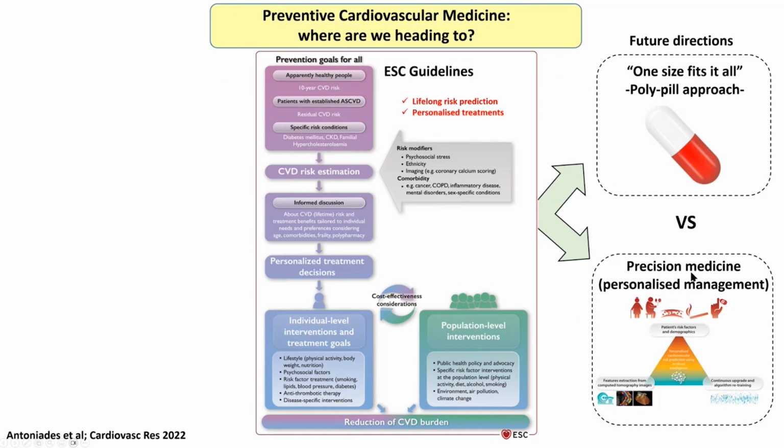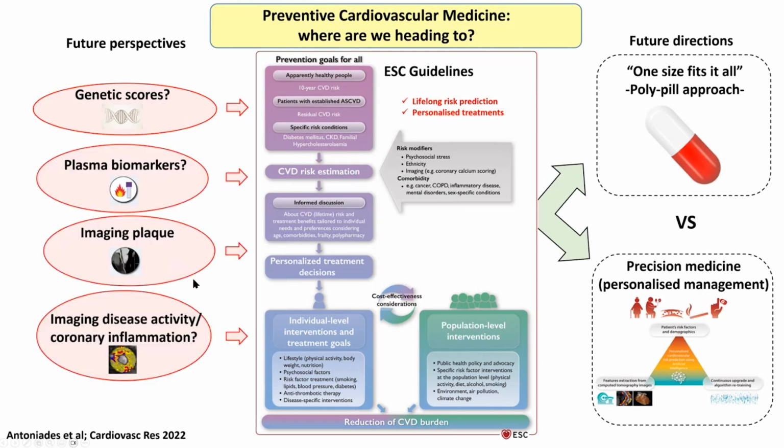This is where all the guidelines are heading now. However, we still rely on simple risk-factor-based calculators for our cardiovascular risk. If we want to truly implement precision medicine, we have to start thinking about genetic scores, plasma biomarkers, and imaging biomarkers to help us identify the right patient for the right drug.